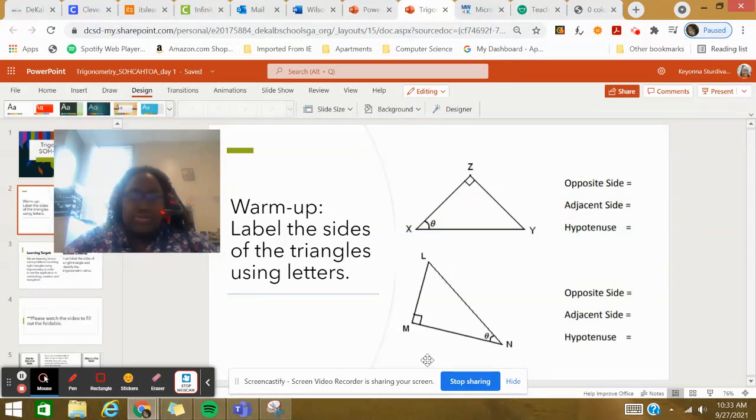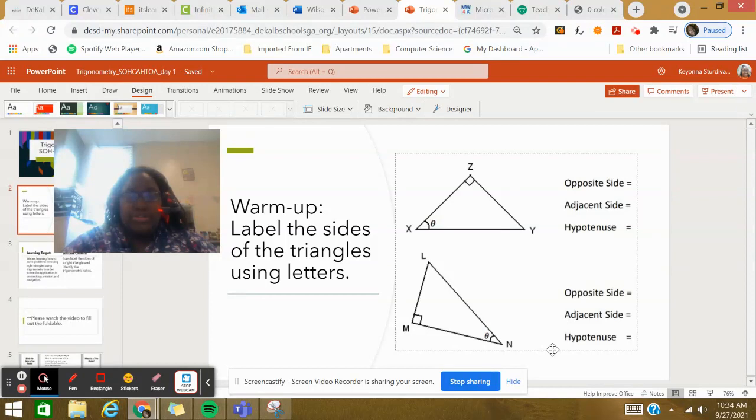So, you've got two triangles here: triangle XYZ and triangle LMN. Here you're going to label the sides. Tell me what the opposite side is using the letters of the triangle. Tell me what the adjacent side is using the letters of the triangle. And tell me what the hypotenuse is using the letters of the triangle. And you're going to do the same thing for triangle LMN.